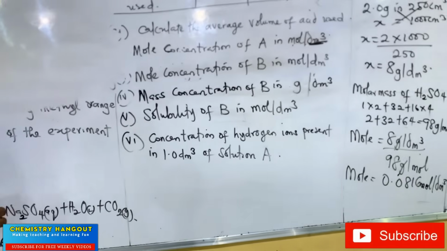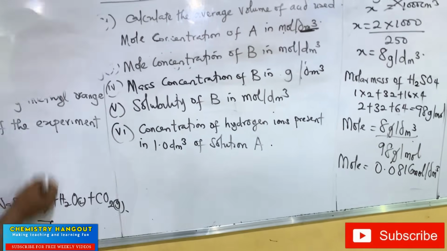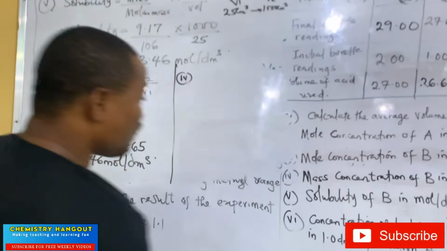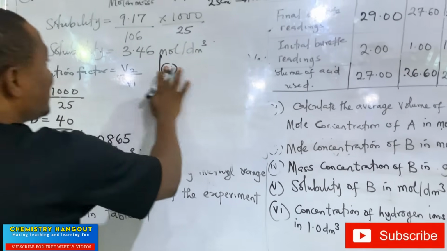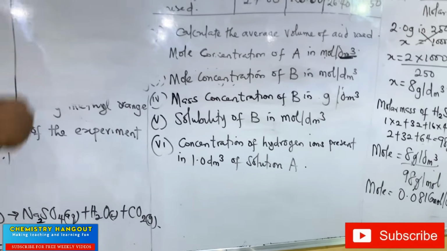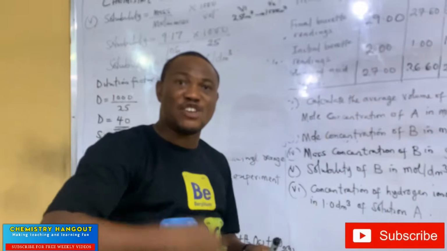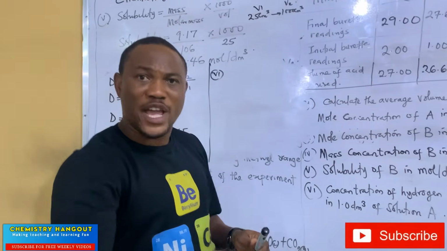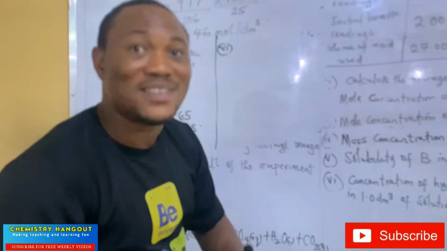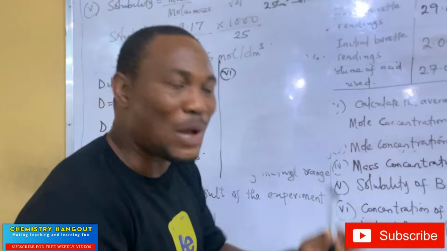Okay, so the last one now, concentration of hydrogen ion present in 1 dm cube of the solution. That's the sixth one, which is the last one. So concentration of hydrogen ion. If you remember, what is the definition of an acid? An acid is a substance that produces hydrogen ion or hydronium ion as the positive ion when dissolved in water. These are just definitions.